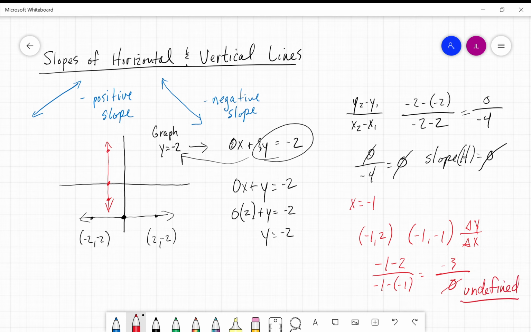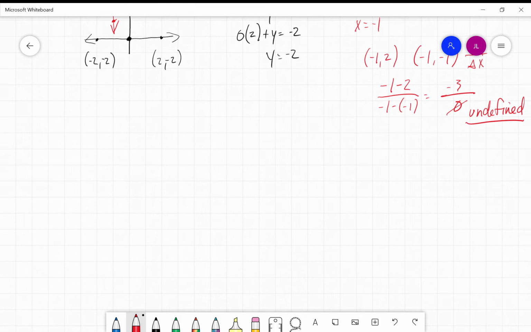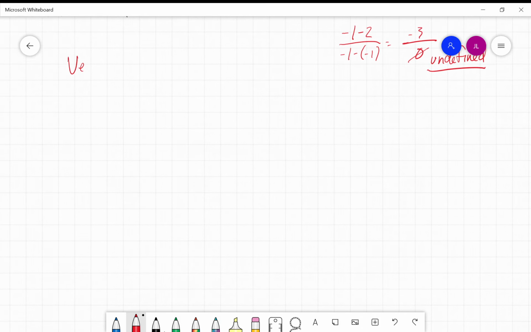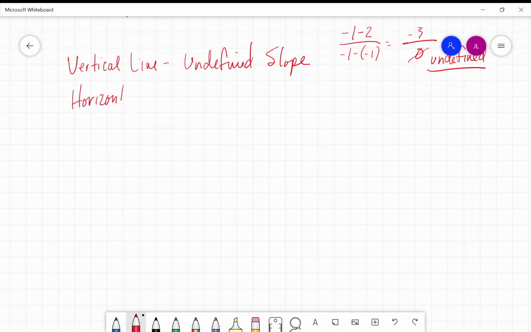So a vertical line has an undefined slope. Okay? This is not 0. 0 is different. Please don't say 0. A horizontal line has a slope of 0.